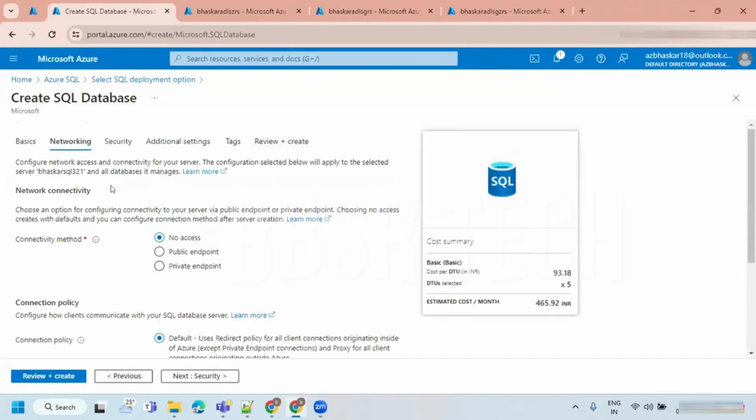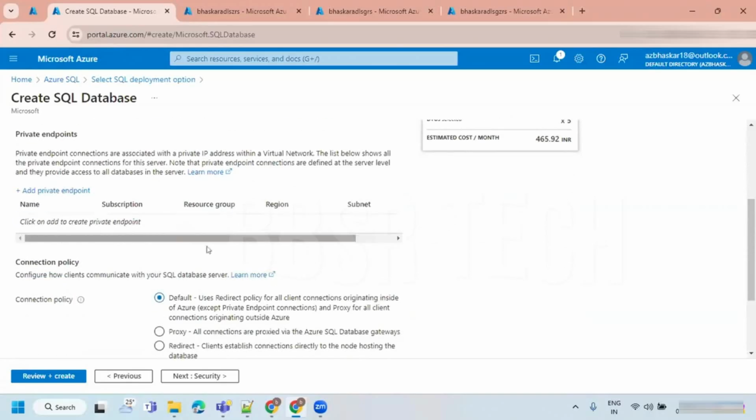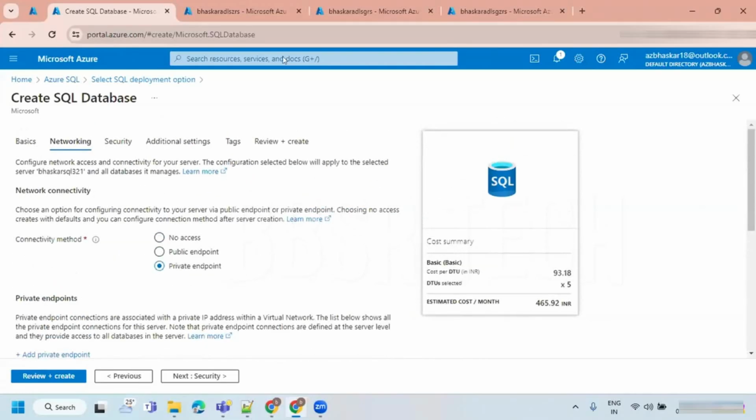In the next step, in the networking, you have to make sure of a few things for practicing. If you want to connect, you have to select the public endpoint. Basically, in real time, private endpoints will be used. But here we are going to take the public endpoint because we don't have private endpoints. Network administrators will take care of creating the private endpoints and adding them. You don't worry about it. So for practicing, I'm going to take only the public endpoint.